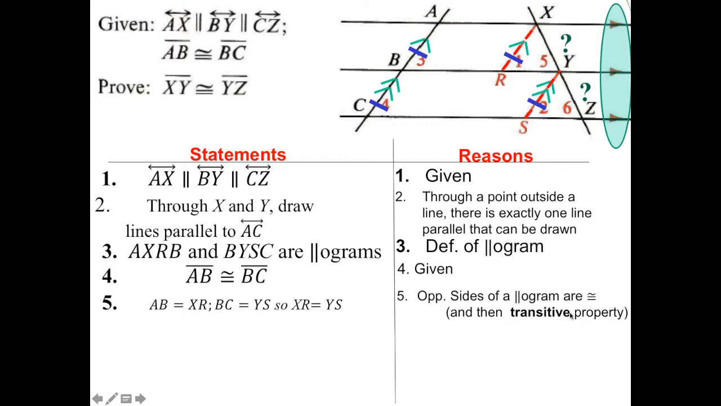So here I wrote just transitive property, but we probably should have written transitive property applied twice. Okay, anyways, I got a little carried away with that one. So ultimate goal here, get XY congruent to YZ. That'll be through CPCTC. So now I got a side of these two triangles.